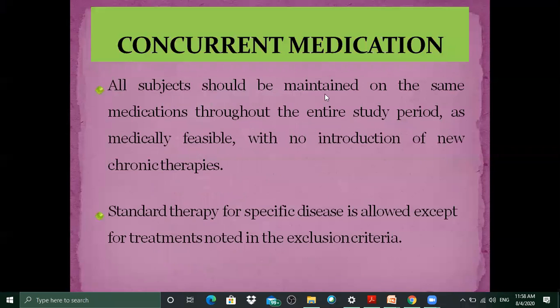All subjects should be maintained on the same medication throughout the entire study period as medically feasible, with no introduction of a new chronic therapy. Standard therapy for specific disease is allowed except for treatments noted in exclusion criteria. So what do you mean by concurrent medication is, if during my study I have given my medication and a subject starts experiencing headache, for example, let's take a very simple example, headache.